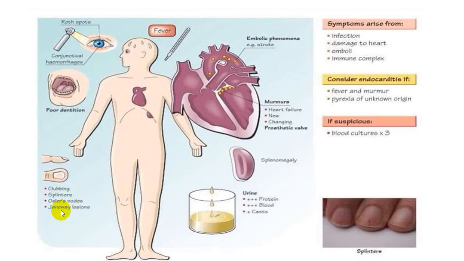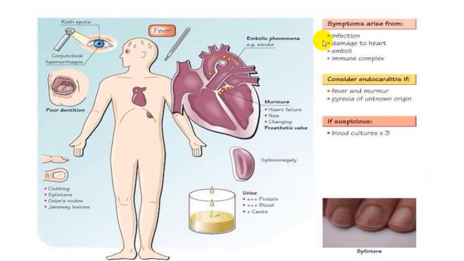Janeway's nodes will be in the palmar surface. Osler's nodes will be in the pad of the fingertips. Fever, changing murmur or new murmur, embolic phenomena, and splenomegaly, urine showing you proteinuria, hematuria, and you will have an RBC cast. This is almost showing you a complete picture of infective endocarditis.